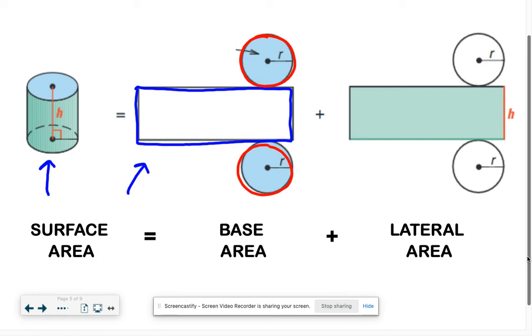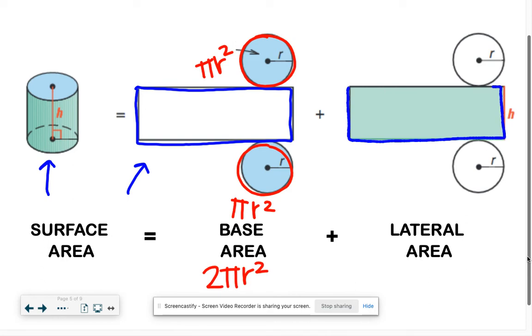So if we break this down a bit, how do you find the area of one circle? Pi r squared. So we have a pi r squared here and a pi r squared here. So together we would have 2 pi r squared. And then for our lateral area, this green part, how do you find the area of a rectangle? We know it's base times height, right? But how do I represent this length here? Anyone know?